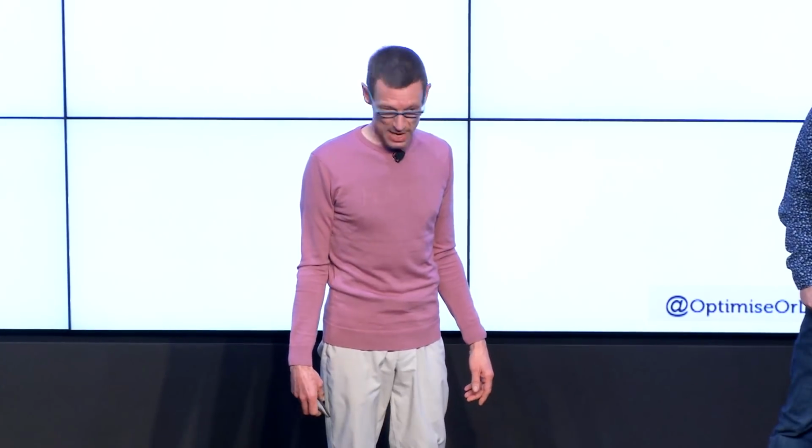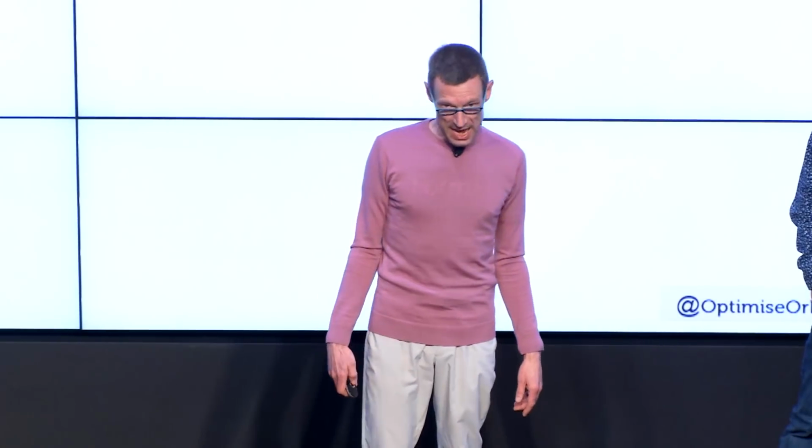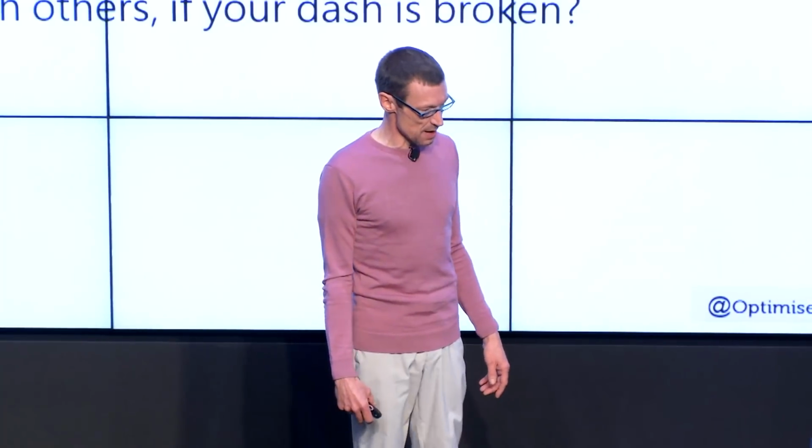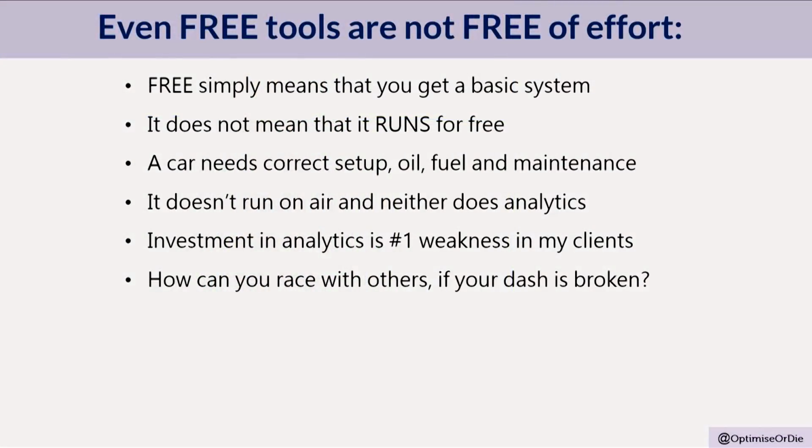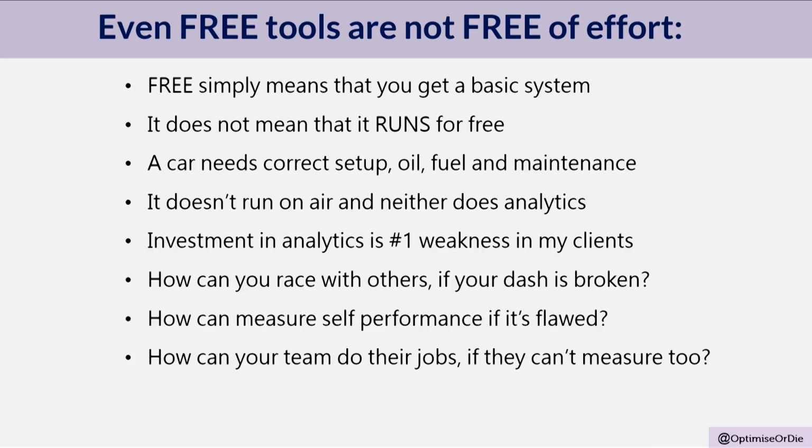And just like your car, if you run your car and you don't put any oil in it or you don't do any maintenance, it will eventually just blow up, right? And it doesn't run on air, and neither does analytics. It needs an investment. This is the number one weakness in our clients. It's the number one problem that we would really like them to address, because it affects all of their A/B testing. If you have bad analytics, you'll probably have rubbish data in your A/B testing. You'll have rubbish data in your dashboards. So solving this is part of solving the entire problem.